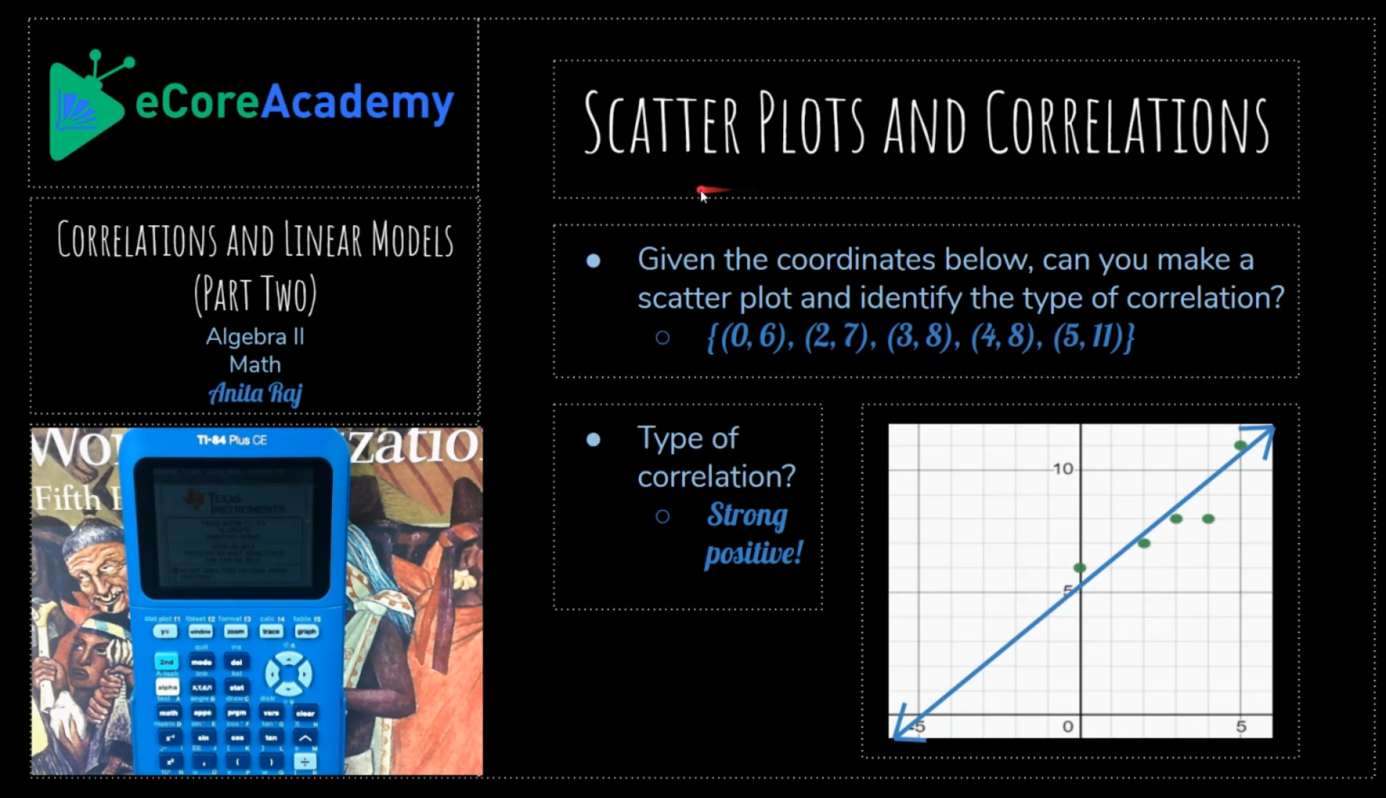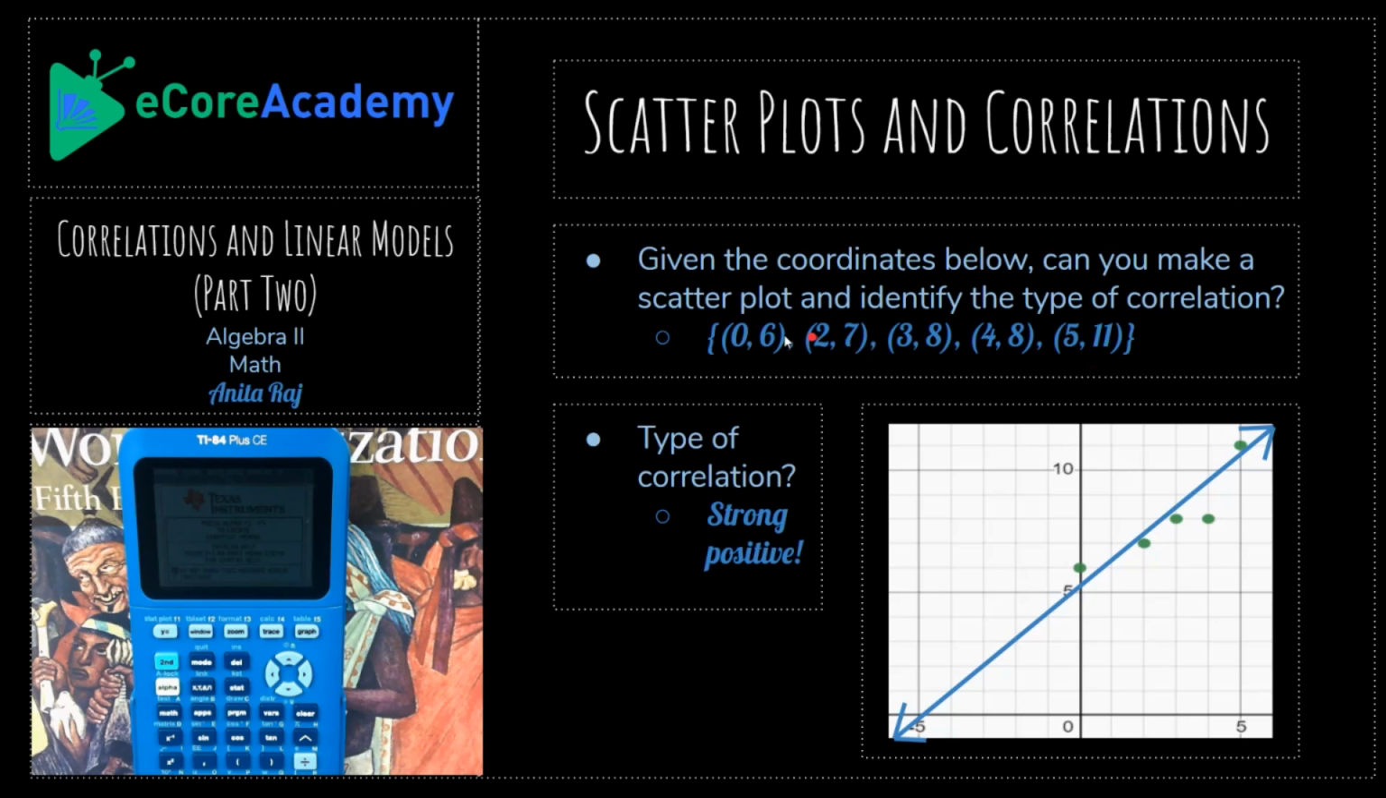The first one's on scatter plots and correlations. So let's see what it's asking us. Given the coordinates below, can you make a scatter plot and identify the type of correlation? So the coordinates given to us are listed right here. There are 5 of them. They are (0, 6), (2, 7), (3, 8), (4, 8), and (5, 11).